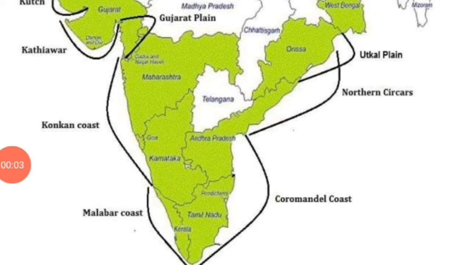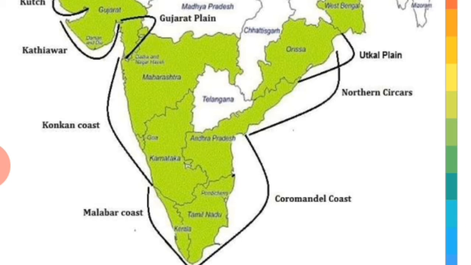Now let's see the western coastal plains. The thin strip of land that extends from Gujarat in the north to Kerala in the south is called the western coastal plain. The width of this land is 50 kilometers. It lies between the Western Ghats and the Arabian Sea. This is the Arabian Sea, and the plain is in between the Western Ghats and the Arabian Sea.